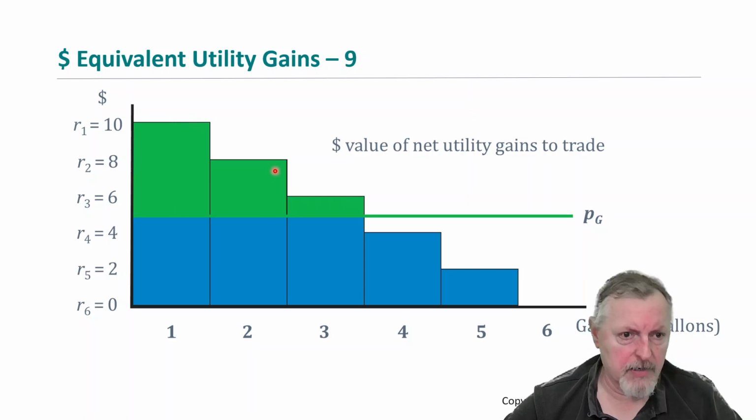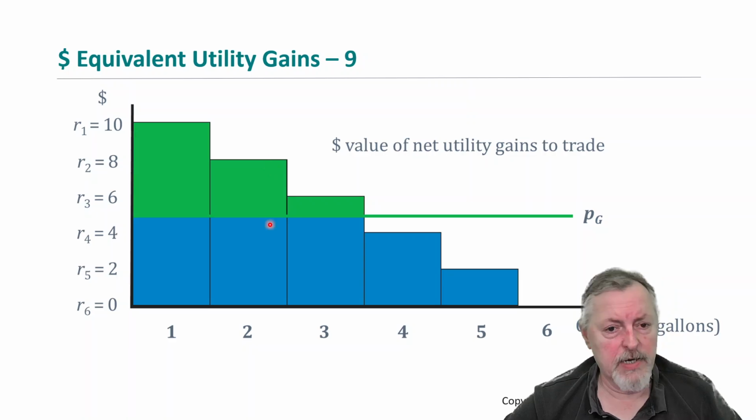Plus, the second gallon, you would have paid up to $8. You only had to pay $5. You think it's worth $8. You paid $5. You gain $3. That makes, what is that, $8 altogether? You just total up the green area. And that's the total consumer surplus from conducting these transactions.